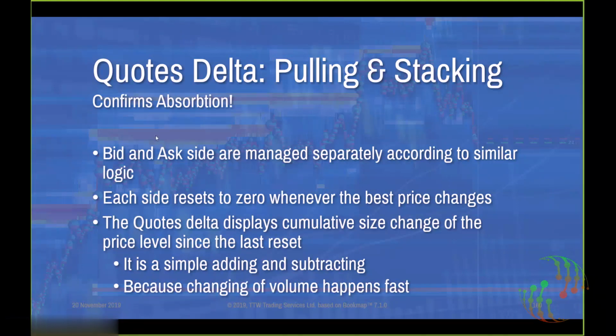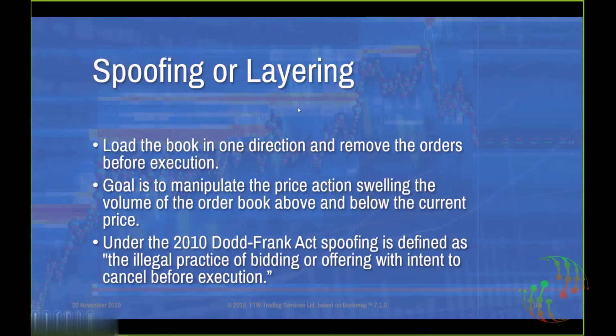Yes, okay, coming back to quotes delta, pulling and stacking: bid and ask side are managed separately according to a similar logic. Each side resets to 0 whenever the best price changes. The quotes delta displays the cumulative size change of the price level since the last reset. It is a simple adding and subtracting mechanism because changing of volume happens very, very fast. Spoofing or layering, we went through this again. Load the book in one direction and remove the orders before execution. The goal is to manipulate the price action, swelling the volume of the order book above and below the current price.